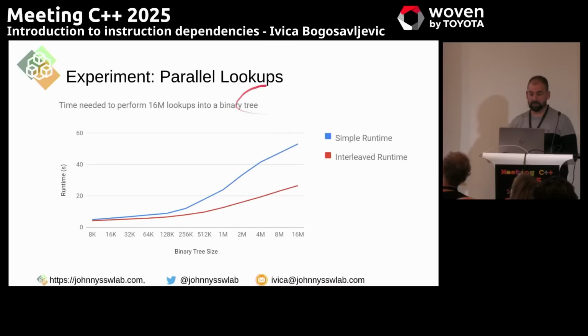And here is the result. This is the time needed to perform 16 million lookups into a binary tree, depending on the binary tree size. And you see the runtime here.